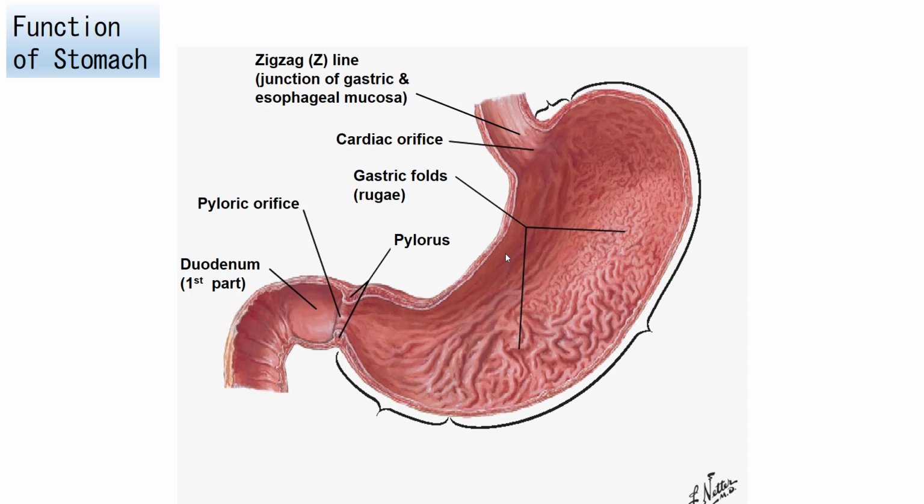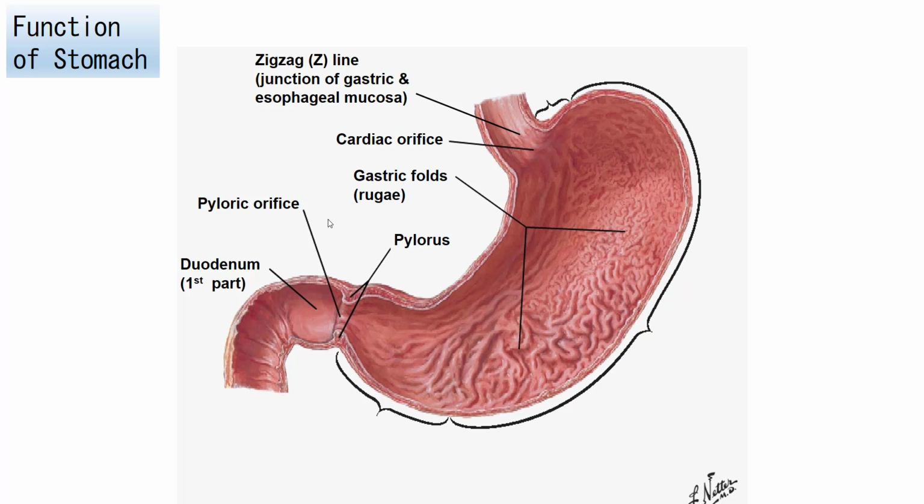Inside the stomach here, we can see there's this zigzag Z line that is a junction of the gastric and esophageal mucosa. This is called the cardiac orifice. You have lots of folds in the stomach that are called rugae. Then you have the pylorus and the pyloric sphincter. Here's the pyloric orifice, and then you have the first part of the duodenum.